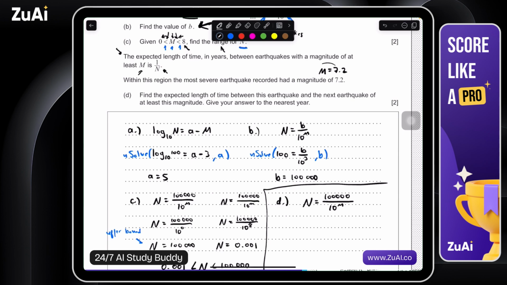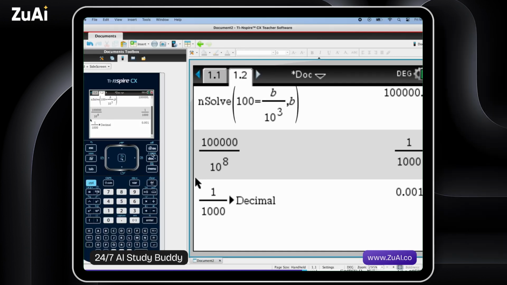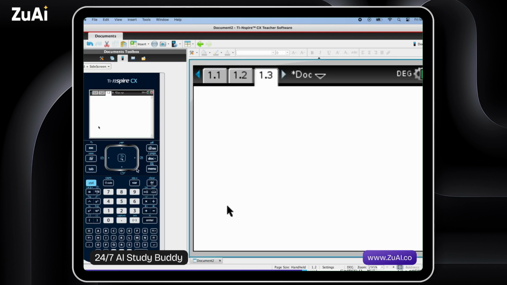In this case we have a magnitude of 7.2. So what this formula gives us is how many 7.2 magnitude earthquakes we would expect within 1 year. So we have 100,000 divided by 10 to the m, where m was equal to 7.2. Super strong earthquake, how many would we expect to have a year? Let's go into the calculator and work that out. I'm going to set up a new screen. Let's get a fraction. 100,000 divided by 10 to the 7.2.